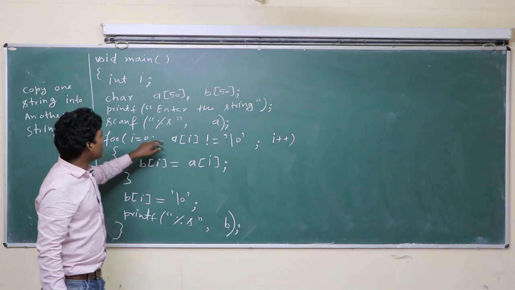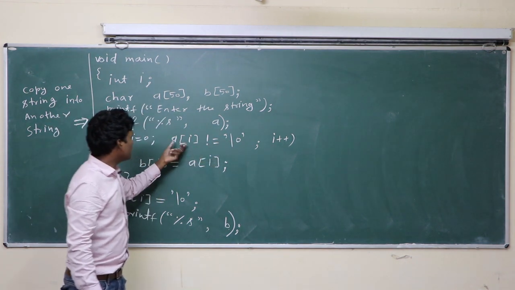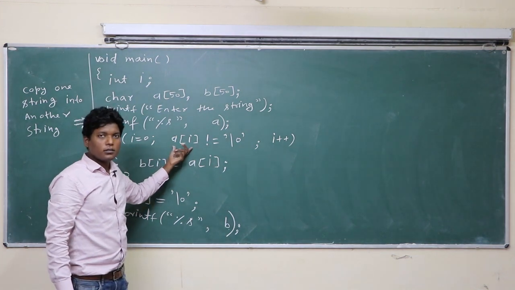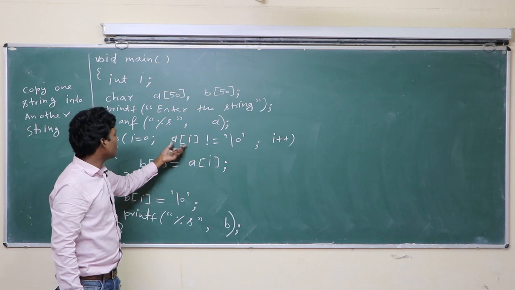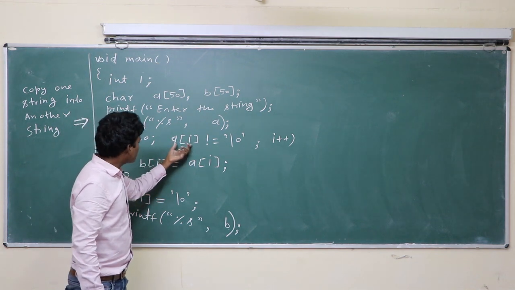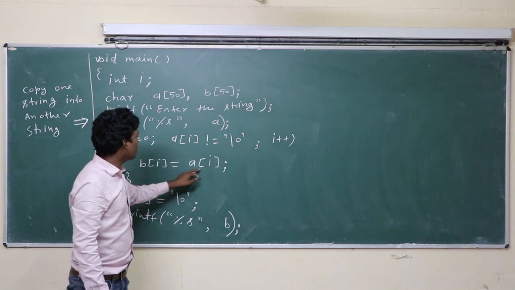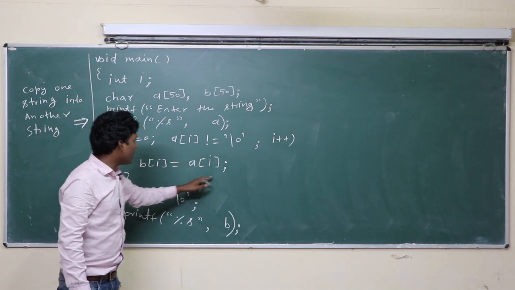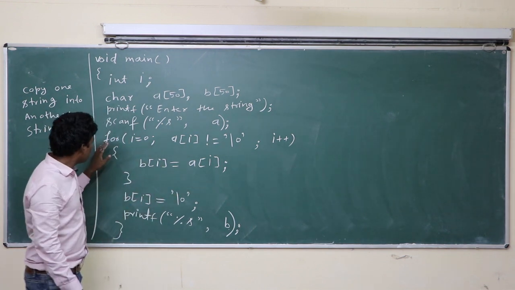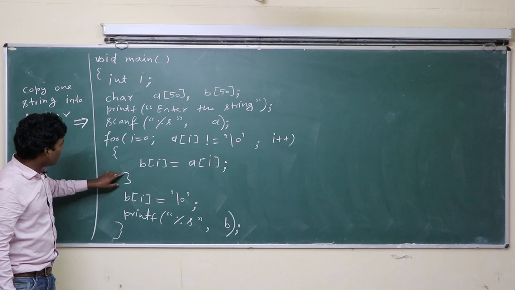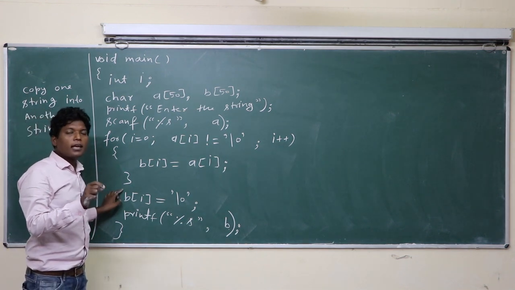For i equal to 0, a of i not equal to null. As long as your string A does not finish, this loop executes till string A comes to the end. b of i equal to a of i. Here a of i is copied into b of i. When control exits from this loop, b has all characters that a has.